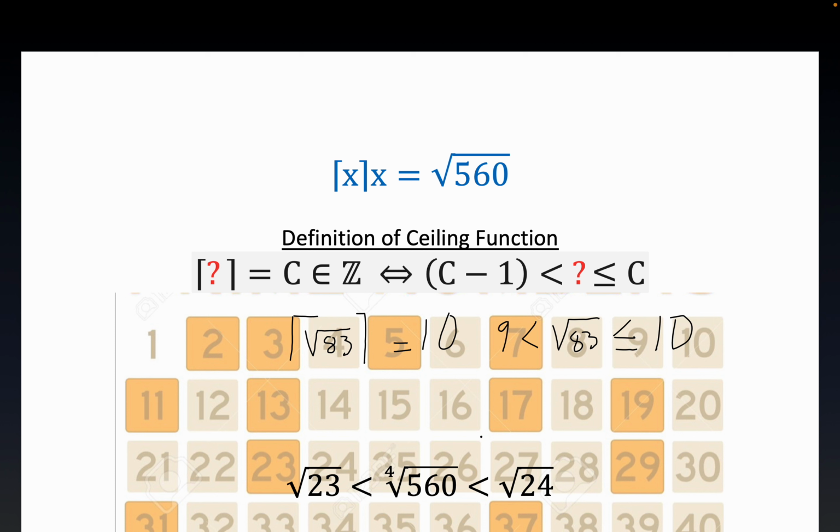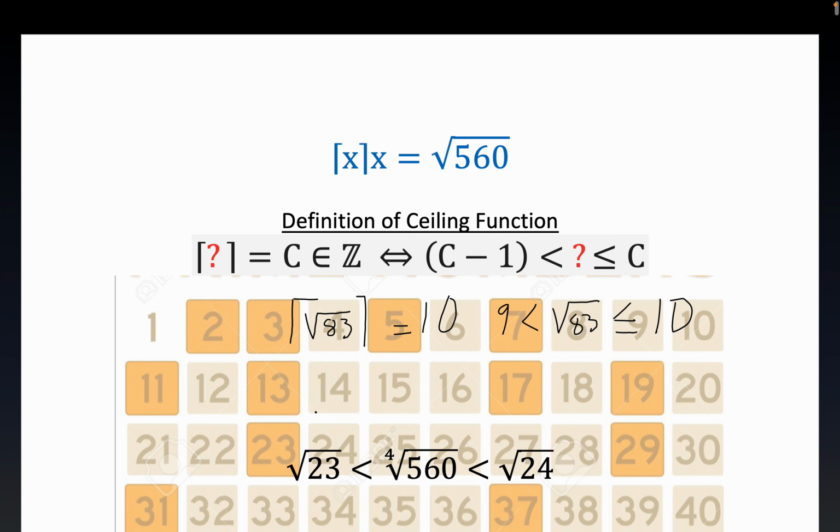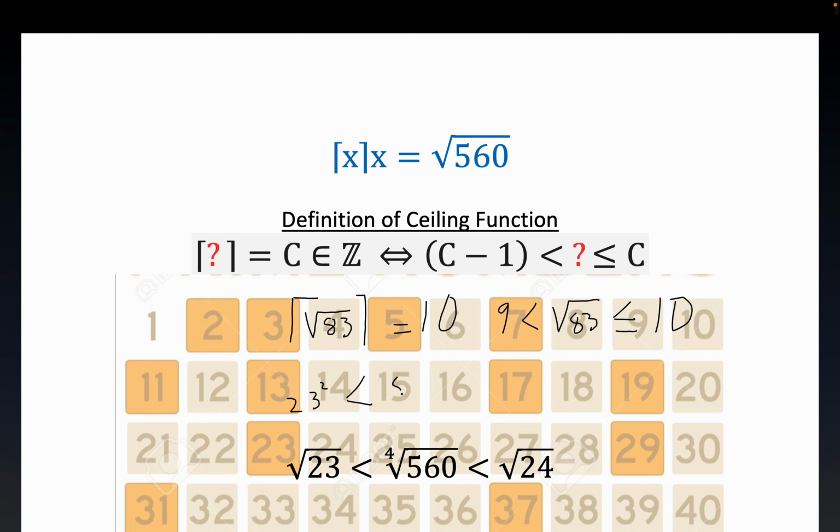Now, let's also take a look at a statement here that's going to help us solve this. This piece right here is just based on the fact that 23 squared, this may be easier to process right here, 23 squared is less than 560, is less than 24 squared, right? And if you take the fourth roots all the way through this, the fourth root is an increasing function, you would get this statement right here.